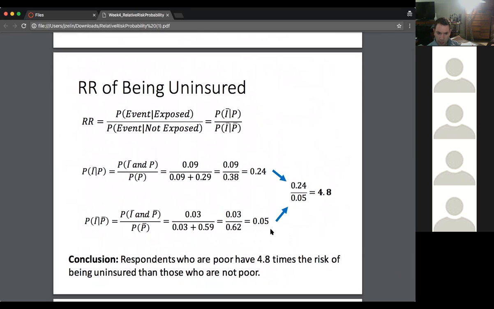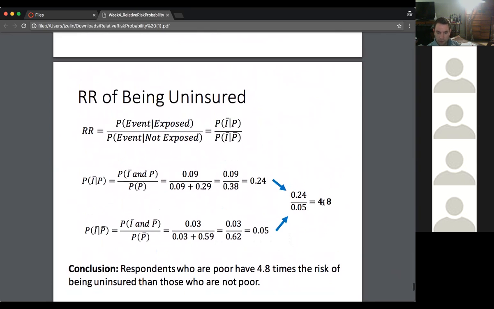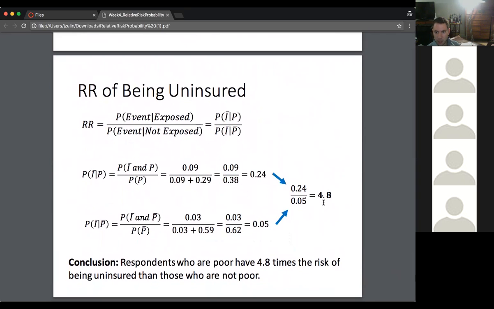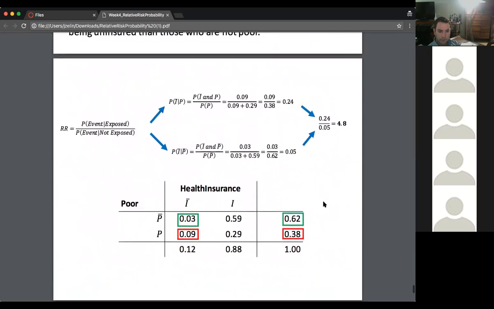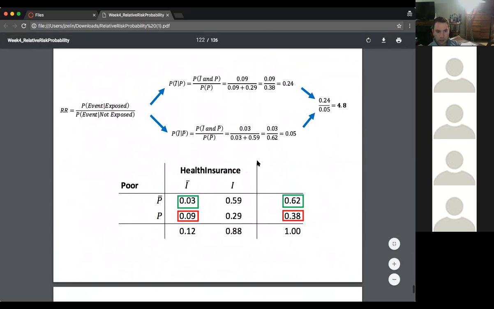to be 0.05. So when we put it in the relative risk formula, we get an answer of 4.8 times. So we can interpret this by saying the respondents who are poor have 4 times the risk of being uninsured than those who are not poor. And we can also calculate that. This is just showing how the calculations were calculated from the contingency table as well.